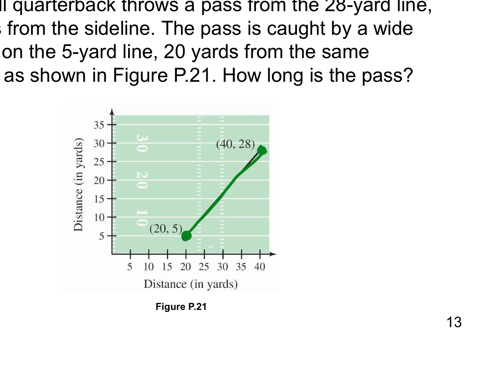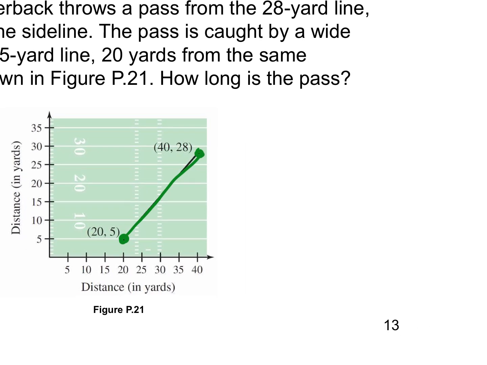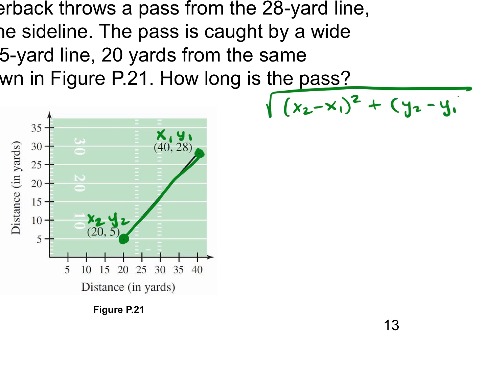Doesn't matter which one's my x1, y1, or my x2, y2. Which one's my first point, which one's the second one? No, doesn't matter. Just as long as you're consistent with it. So I'll call the 40, 28, x1, y1. And then my second point will be x2, y2. So my distance formula is the square root of x2 minus x1 squared plus y2 minus y1 squared.